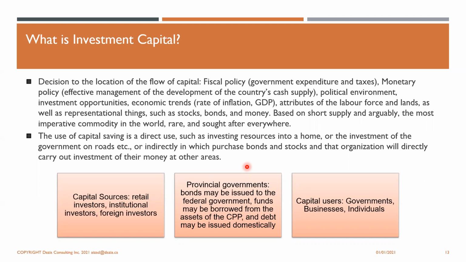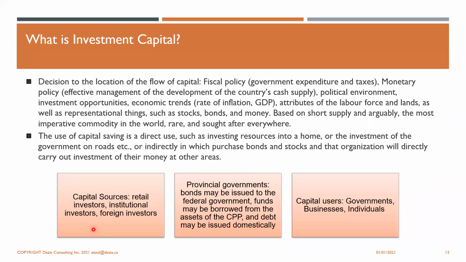Capital saving is direct use, like investing resources into a home, or the investment of government on roads. So government also is a big investor, right? The government puts money into different infrastructure. Government issues bonds and other investments to get money from the investors also. So who provides capital? We have retail investors, institutional investors, and foreign investors. They are the ones who are providing the capital, right?